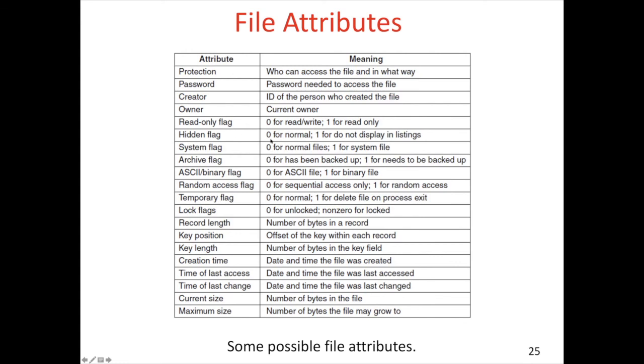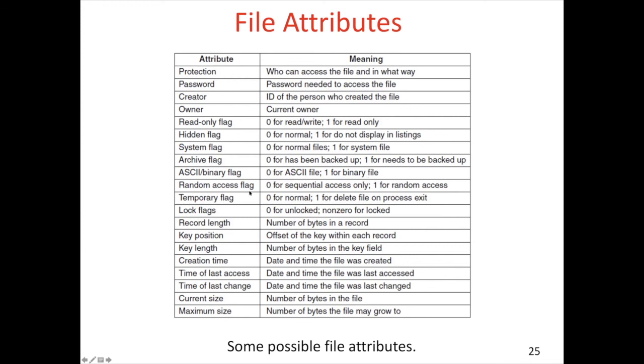Hidden flag, 0 for normal and 1 for do not display in listings. System flag, 0 for normal files, 1 for system file. Archive flag, 0 for the files that has been backed up and 1 for the files needs to be backed up. ASCII binary flag, 0 for ASCII file, 1 for binary file.